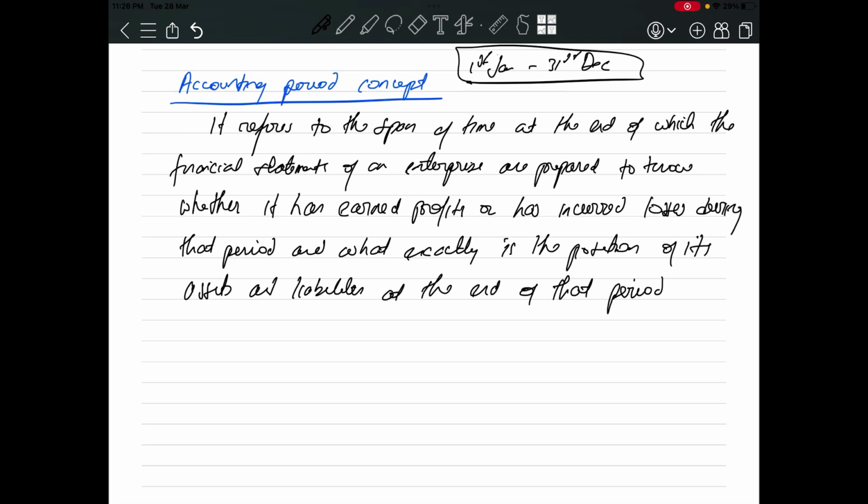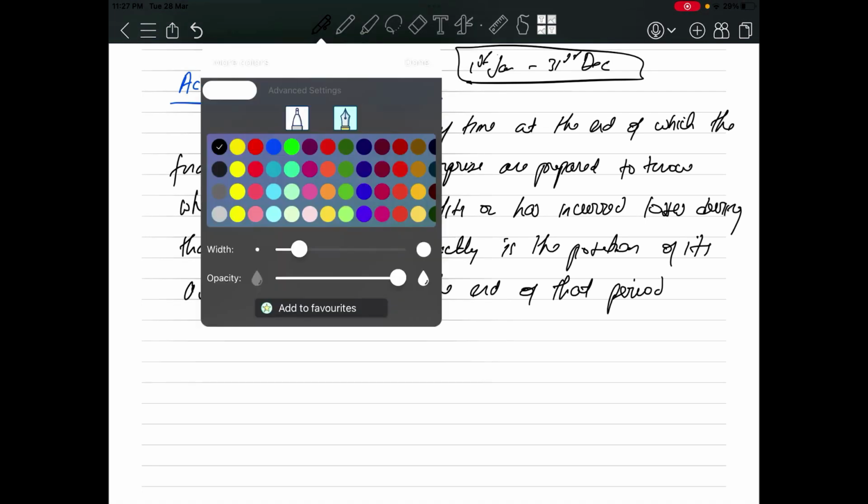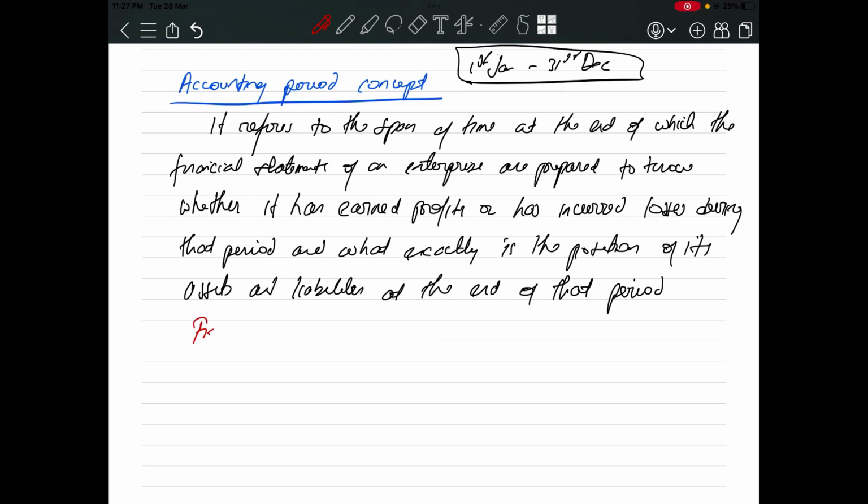But what I want you guys to understand is, let's understand simple things in a better way, so that it gets into our subconscious mind. For every business, it is important to know whether they have earned profit or losses. So what is the reason behind preparing financial statements? What do I mean by financial statements? It means profit and loss account and balance sheet.